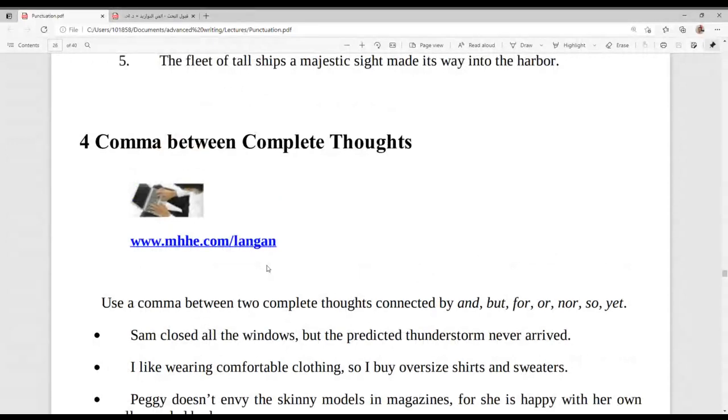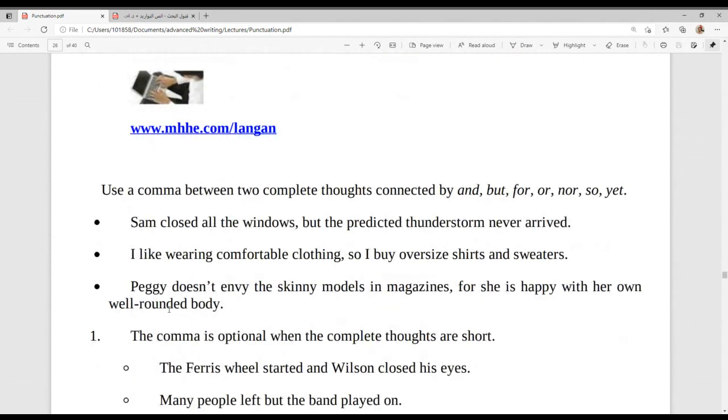Now, the fourth use of commas: a comma between complete thoughts. We have studied three uses so far. They are very easy. Now, this is the most problematic use among these uses. Why? Because here you have to make sure I have a complete thought, so I have to use a comma. Use a comma between two complete thoughts connected by and, but, for, or, nor, so, yet.